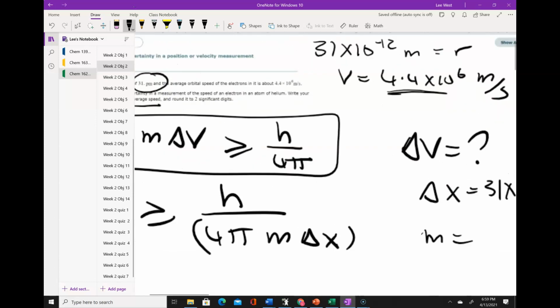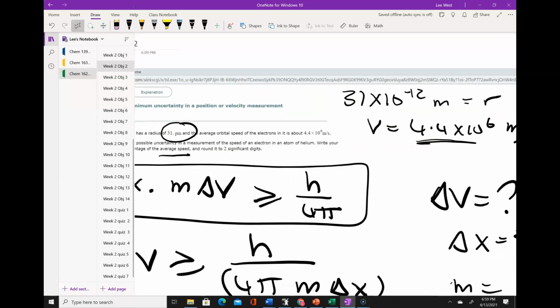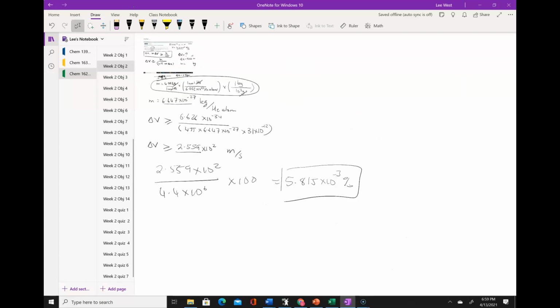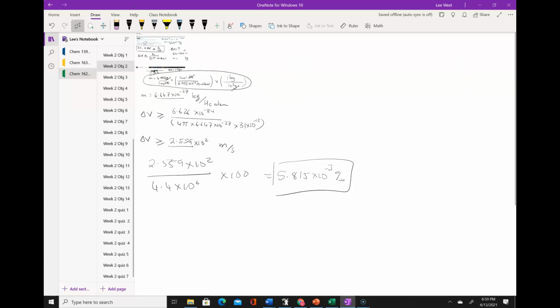Now it asked for the answer to be given as a percentage, and so we had to do that. And then we also need to round this to two significant figures, which I haven't done yet, but it would be 5.8 × 10^-3%. So there's not a lot of uncertainty in its velocity. Not a lot, but there is some.